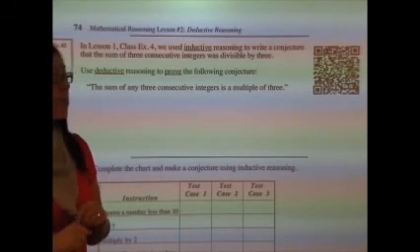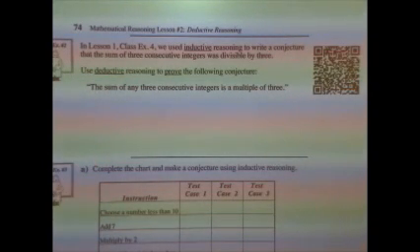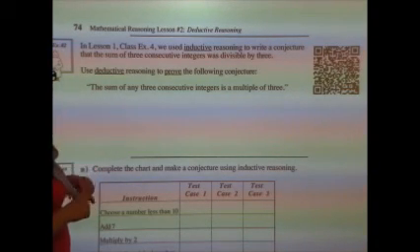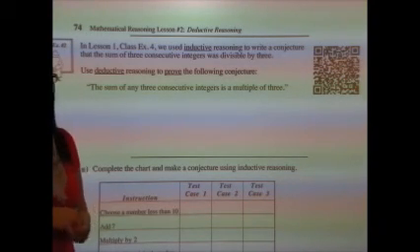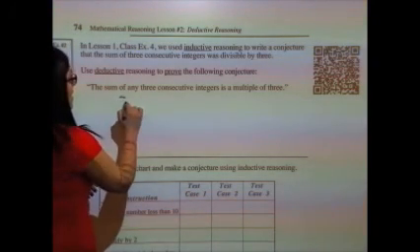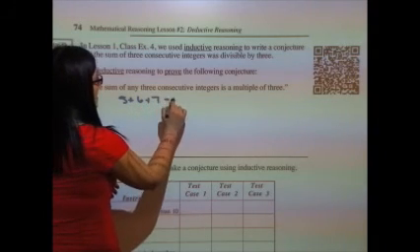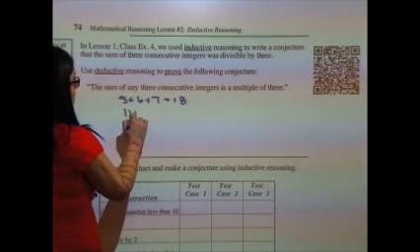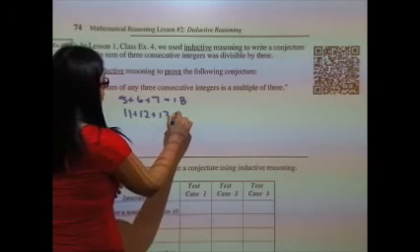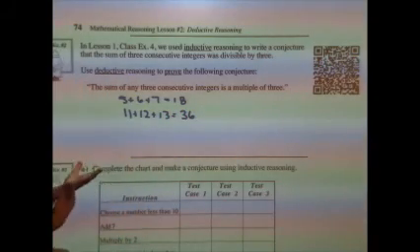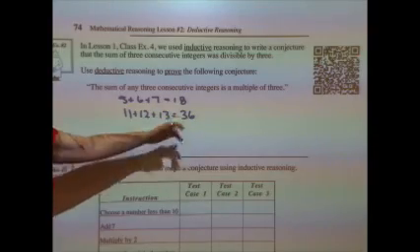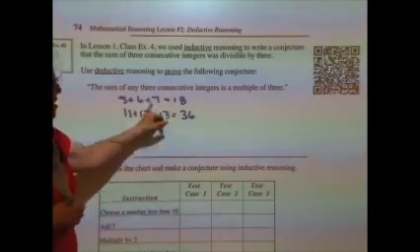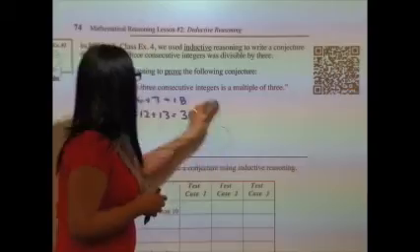So in class example number 4 of lesson 1, we used inductive reasoning to write a conjecture that said that the sum of 3 consecutive integers was divisible by 3. That was the one where we had 5 plus 6 plus 7 equals 18, 11 plus 12 plus 13 equals 36, and so on. So the sum was always a number that was divisible by 3. Actually, it was 3 times this middle number.